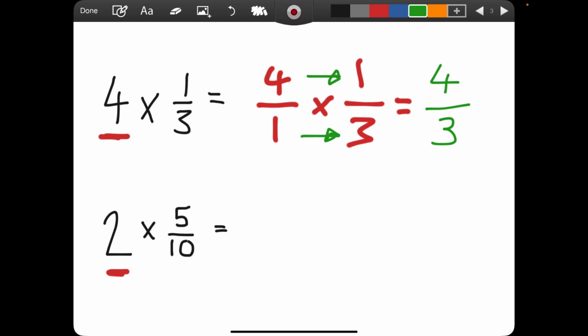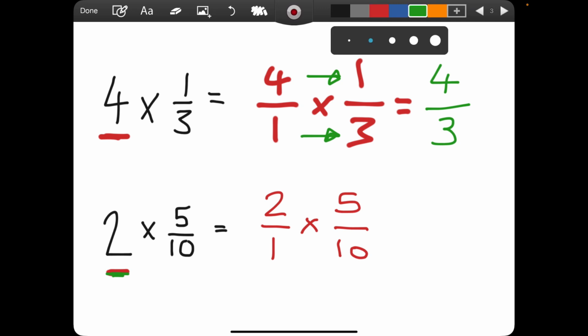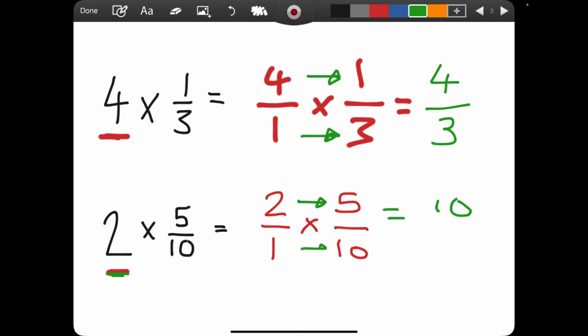So we've got 2 times 5 over 10. So I'm now going to go ahead and make my whole number 2 into a fraction, which is 2 over 1. And I'm going to times it by 5 over 10. Okay, let's have a look. I've got 2 over 1 times 5 over 10. Remember my arrows. So 2 times 5 equals 10. And 1 times 10 equals 10. So 2 times 5 over 10 is 10 over 10.